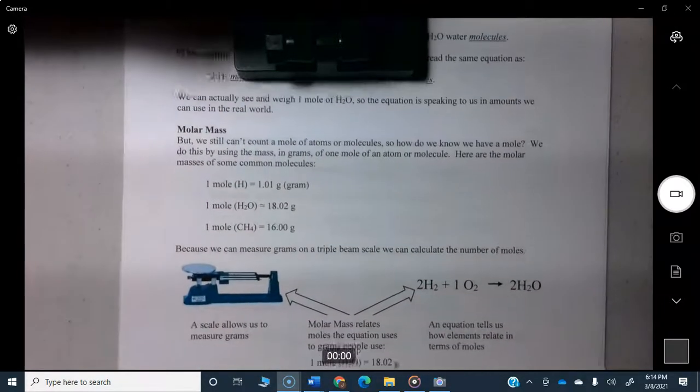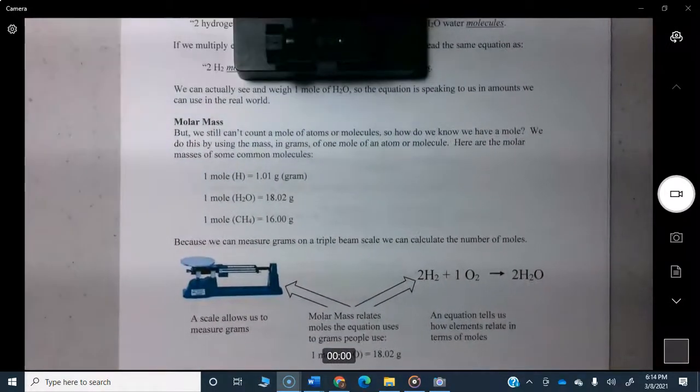So, molar mass. We can't count a mole of atoms or molecules, so how do we know we have a mole? We do this by using the mass in grams of 1 mole of an atom or molecule. Here are the molar masses for some common substances. 1 mole of hydrogen atoms is 1.01 grams. Where do you get that number? It comes straight off the periodic table. 1 mole of H2O is 18.02 grams.